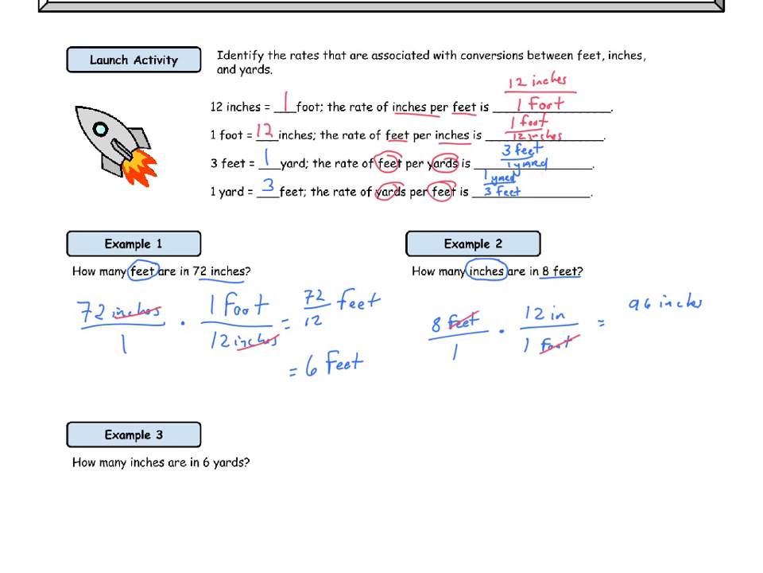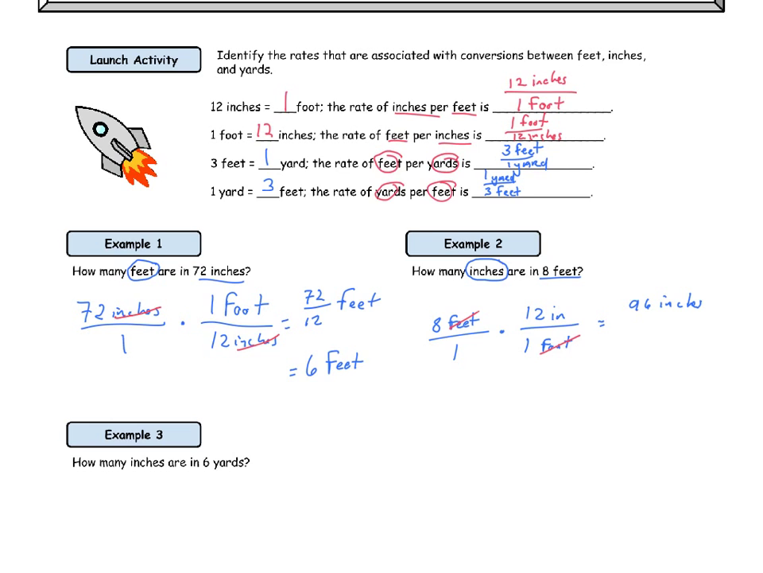So, since we started with a bigger unit of feet and converted it to a smaller unit of inches, in this case, we multiplied 8 times 12 to get us 96 inches. So you can see in example number 1, when you have a smaller unit and you're converting it to a larger unit, you're going to divide. But when you have a larger unit like feet and want to convert it to inches, a smaller unit, we're going to multiply.